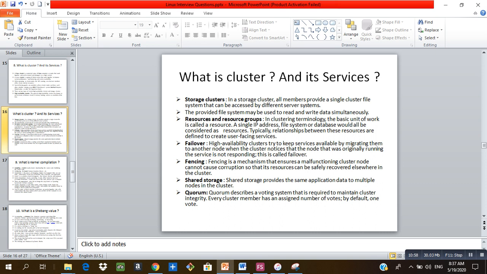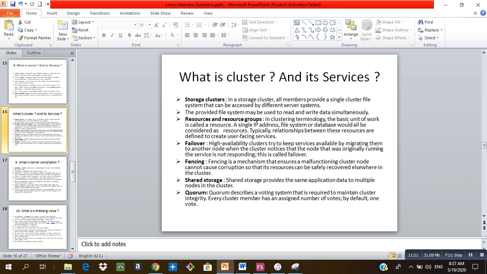Again, we have this failover. Failover is like a high availability cluster which tries to keep services available by migrating them to another node, that is, migrating them to another server. When the cluster notices that the node that was originally running the services is not responding, that is called failover.